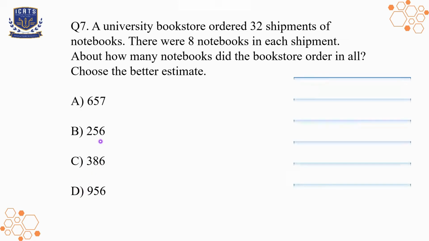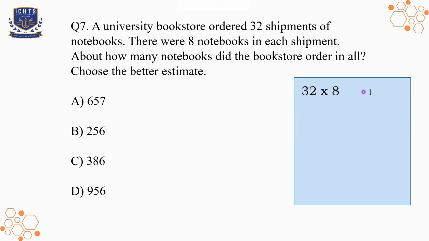To find that out, we can multiply 32 by 8. Here, if we make a sum, 8 twos are 16, so 6 will come down and 1 will be given as carry. Then 8 threes are 24 and 24 plus 1 is equal to 25. It means that the number is 256. So we will select option B here.